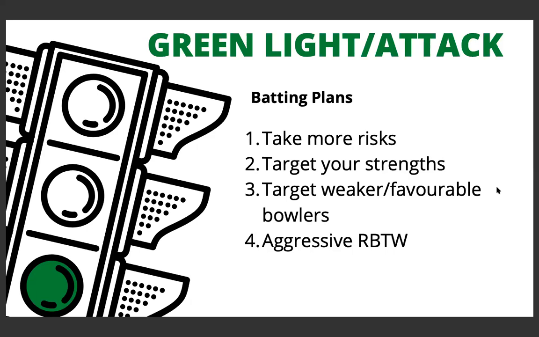That's the third part. And then the last one is being aggressive in your running between the wickets. You can sneak runs out really easily if you are aggressive, turning ones into twos potentially by targeting weaker fielders who don't have as good a throw. It's making more risks, maybe trying to get off strike or running a two while the person's got the ball in their hand to put the pressure on the fielder. All of those sorts of things can be really impactful in this green light phase.